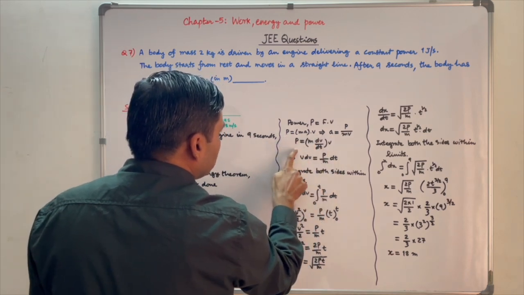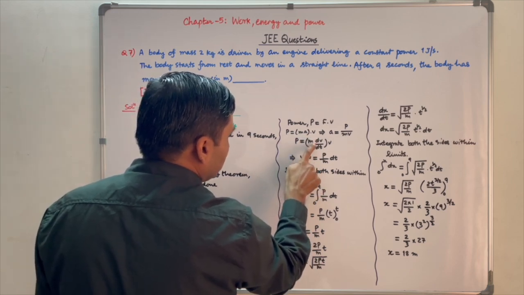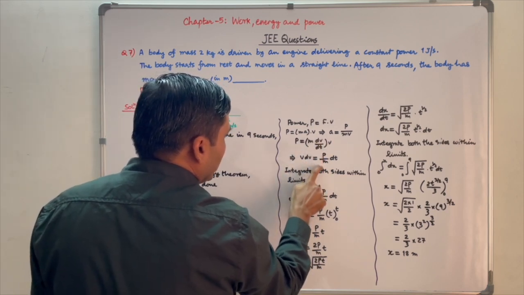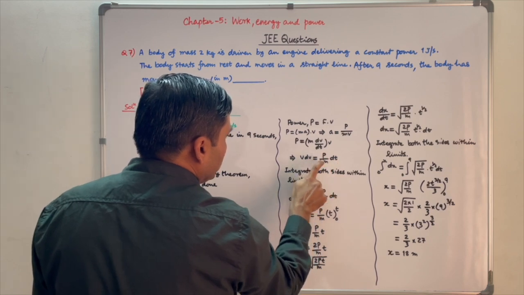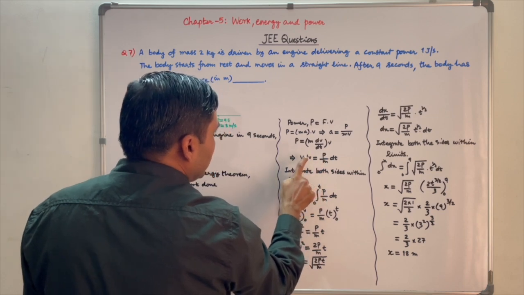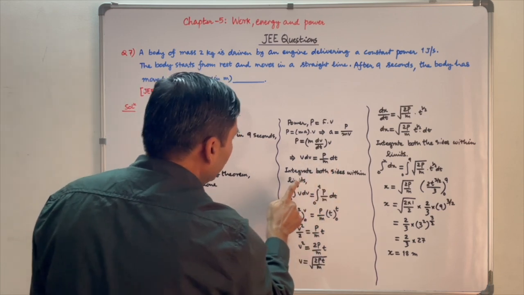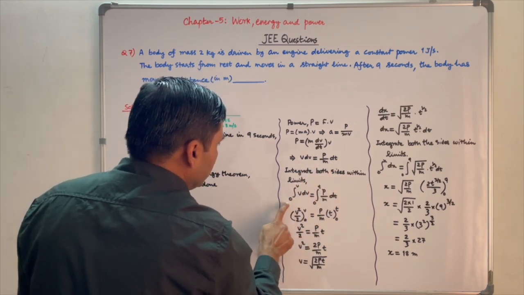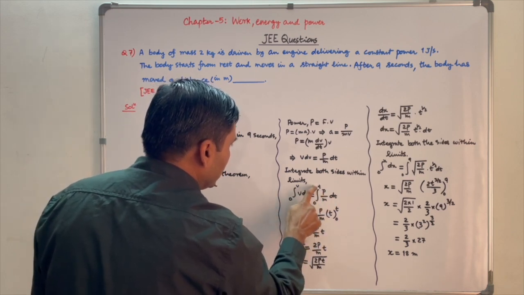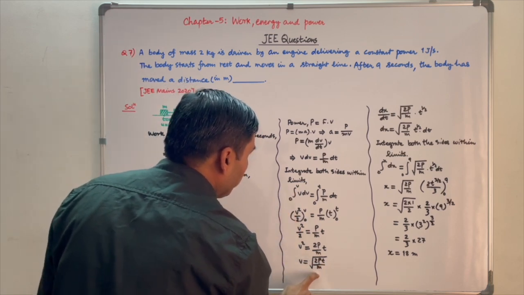From here, power is equal to m into acceleration, which can be written as rate of change of velocity, that is dv by dt. So v dv is equal to P upon m into dt. P upon m is constant, as power is given as constant and mass is constant. We can integrate both sides of this equation within limits. So we get integration of v dv from 0 to v is equal to integration of P by m dt from 0 to t. This gives v is equal to under root 2Pt upon m.